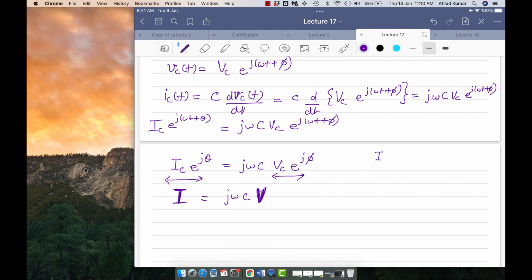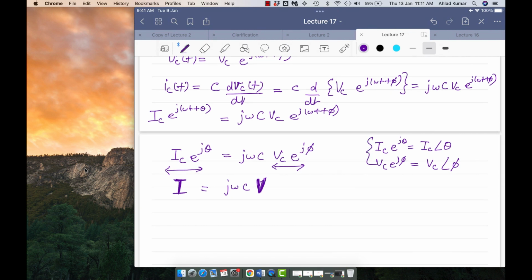This, if you recall, is the same as I_C angle theta. And V_C e^(j phi) can also be written as V_C angle phi. Another way of representing the same. So now you can see capital I is related to capital V by this factor j omega C. So bold V is nothing but 1 by j omega C times capital I, bold I, sorry. Will it be or not?